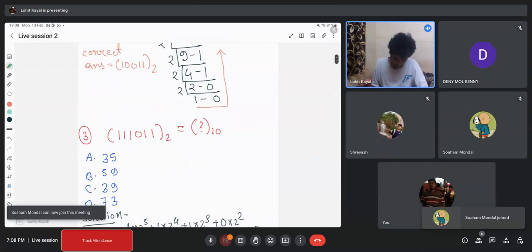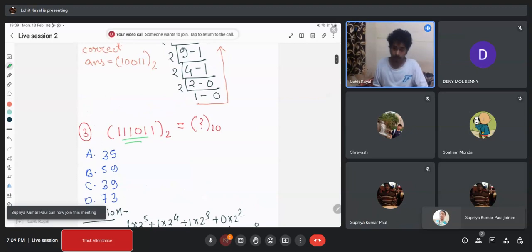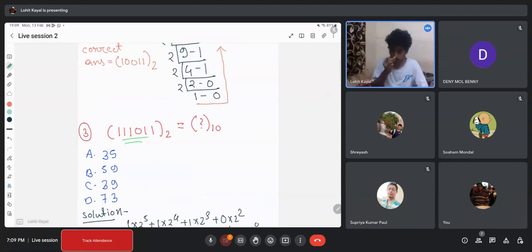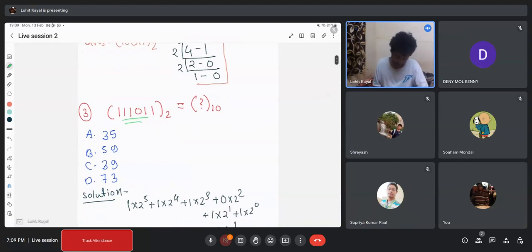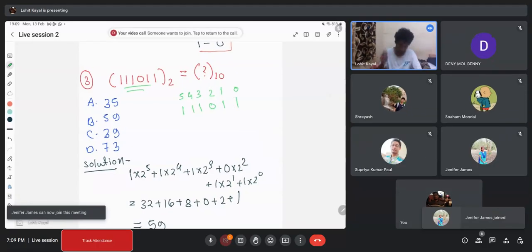So now, in the last two examples we have already seen how to convert a binary number to a decimal number. Let's do this again. Here the binary number is 111011. So what will be the decimal number? Okay, so it will be 0, then 1, then 2, then 3, then 4, then 5.